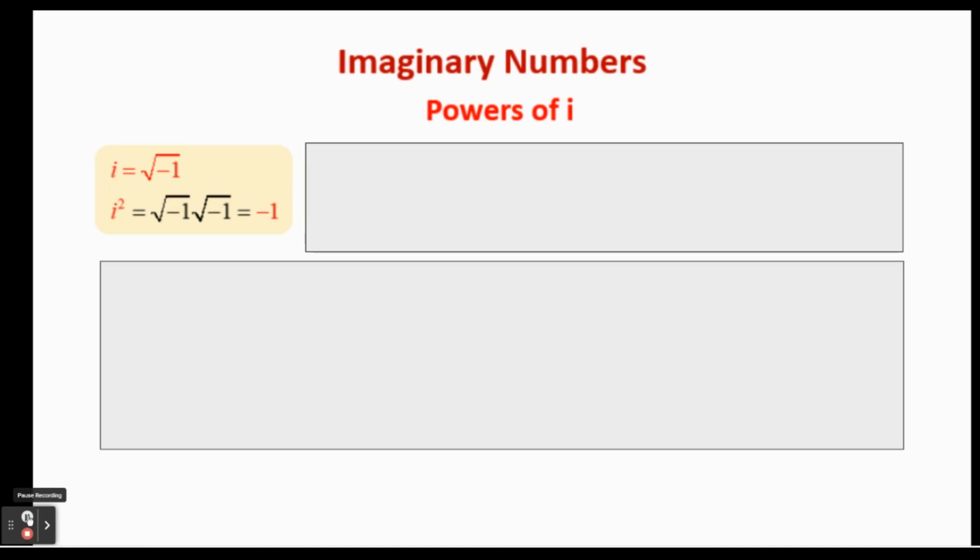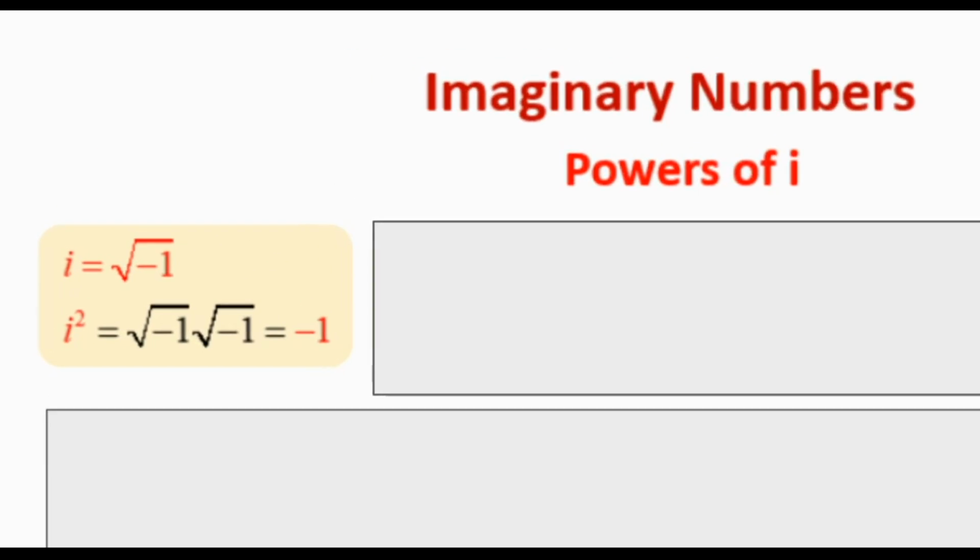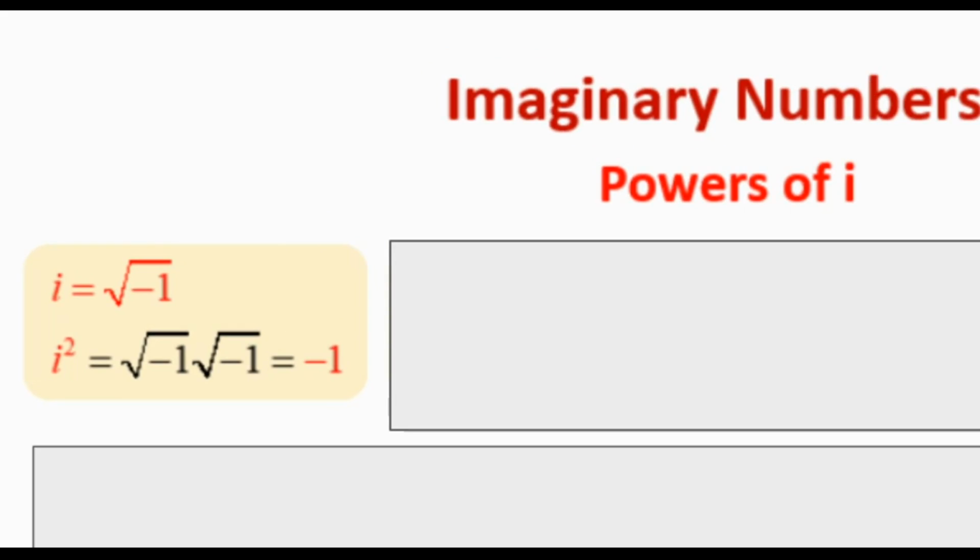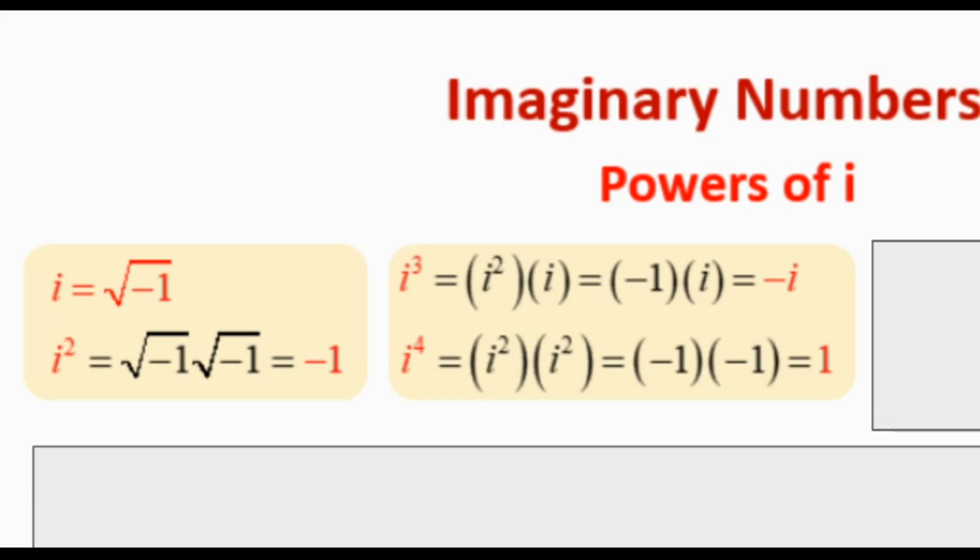So if i is equal to the square root of negative 1, what would i squared be? Well, it would be the square root of negative 1 times the square root of negative 1, which is the square root of negative 1, all of it squared, which is just going to be negative 1. Okay, so i squared is equal to negative 1. Well, how about i to the third? i to the third would just be i squared times i. And we already said that i squared is negative 1. So negative 1 times i. So i to the third simplifies to the opposite of i, or negative i.